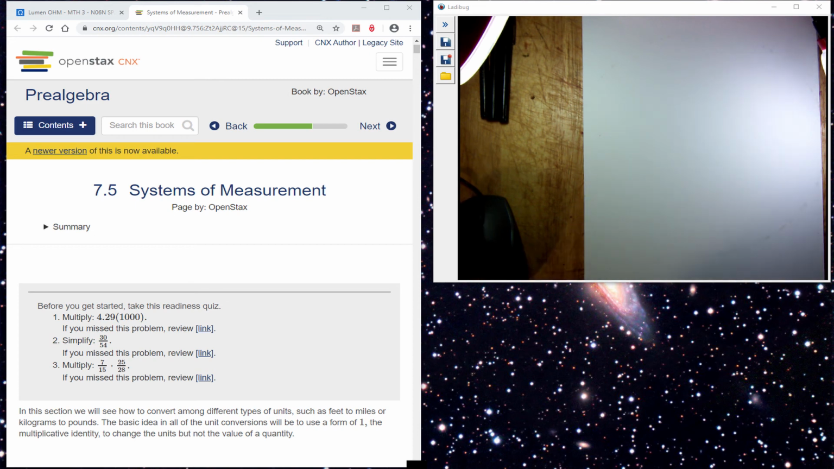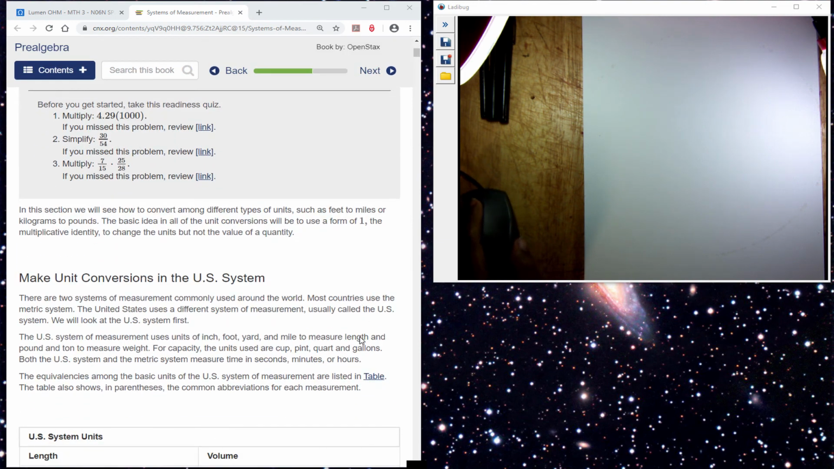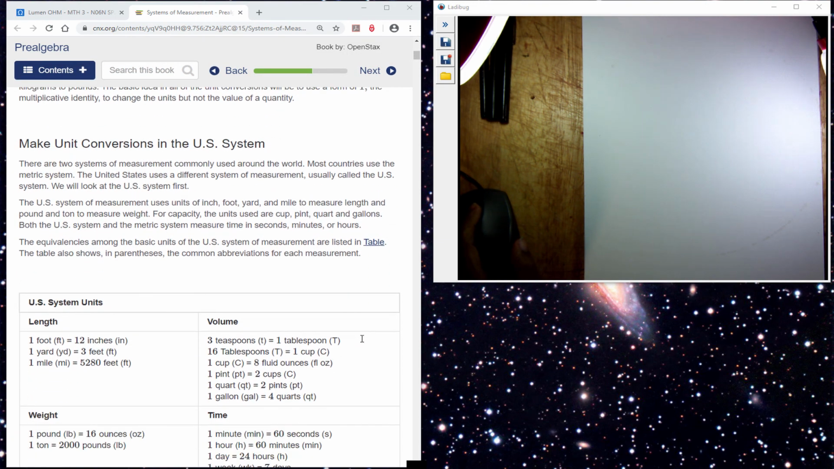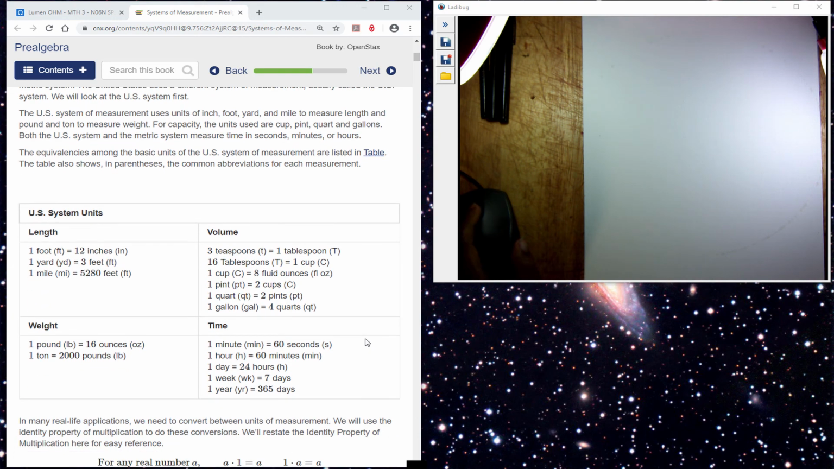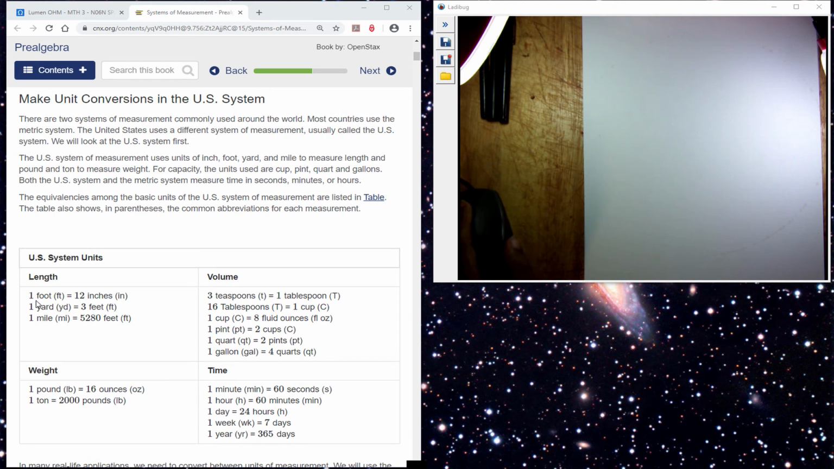This section, dealing with systems of measurement, is about converting from one system of measurement to another system, doing types of conversions here. Now here you see equivalences. The conversion will take place through cancellation.